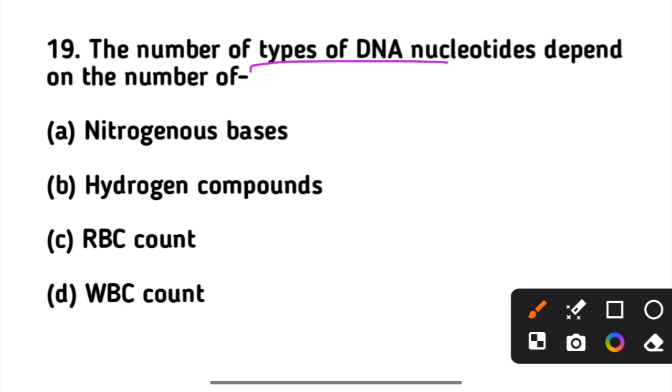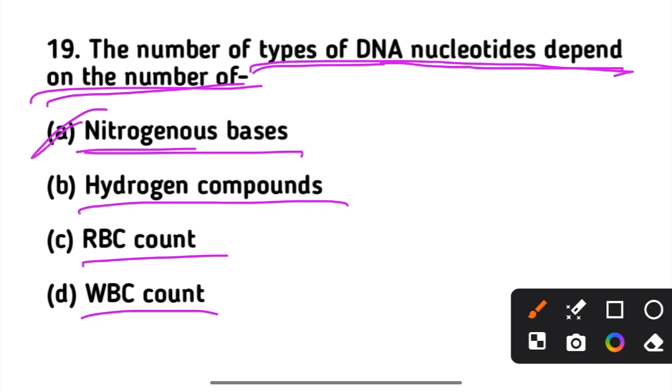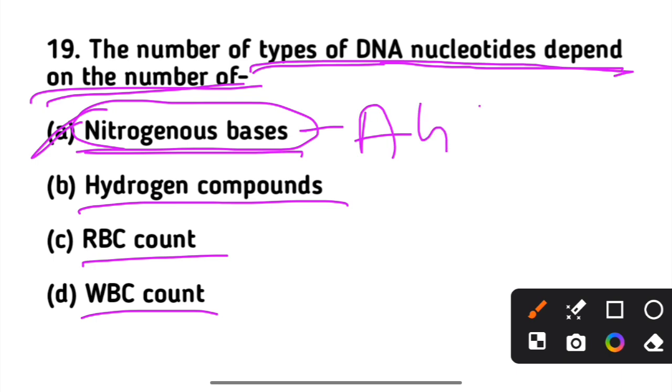Next, the number of types of DNA nucleotides depends on the number of nitrogenous bases, hydrogen compounds, RBC count, WBC count. Option A is correct. Nitrogenous bases. Nitrogenous bases of DNA are adenine, guanine, cytosine, thymine.